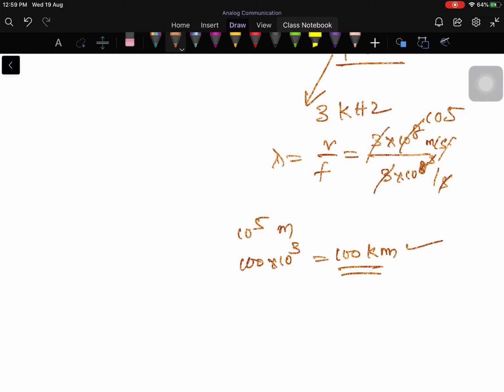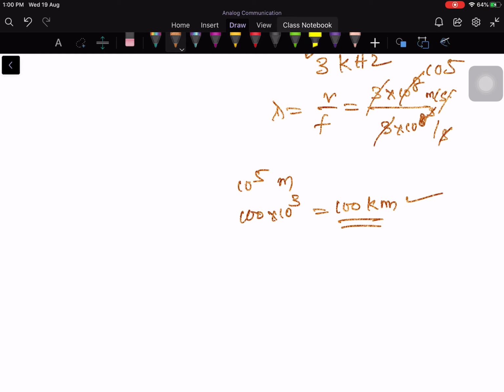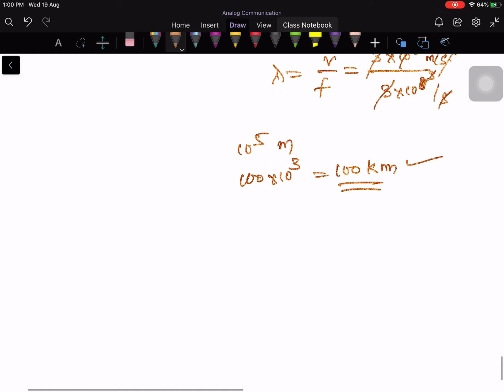So what do I have to do? I have to make sure that the voice signal is first embedded onto some other signal which has a very high frequency, so that the antenna size requirement is much smaller. So that is the concept of carrier. So the carrier comes into the picture.